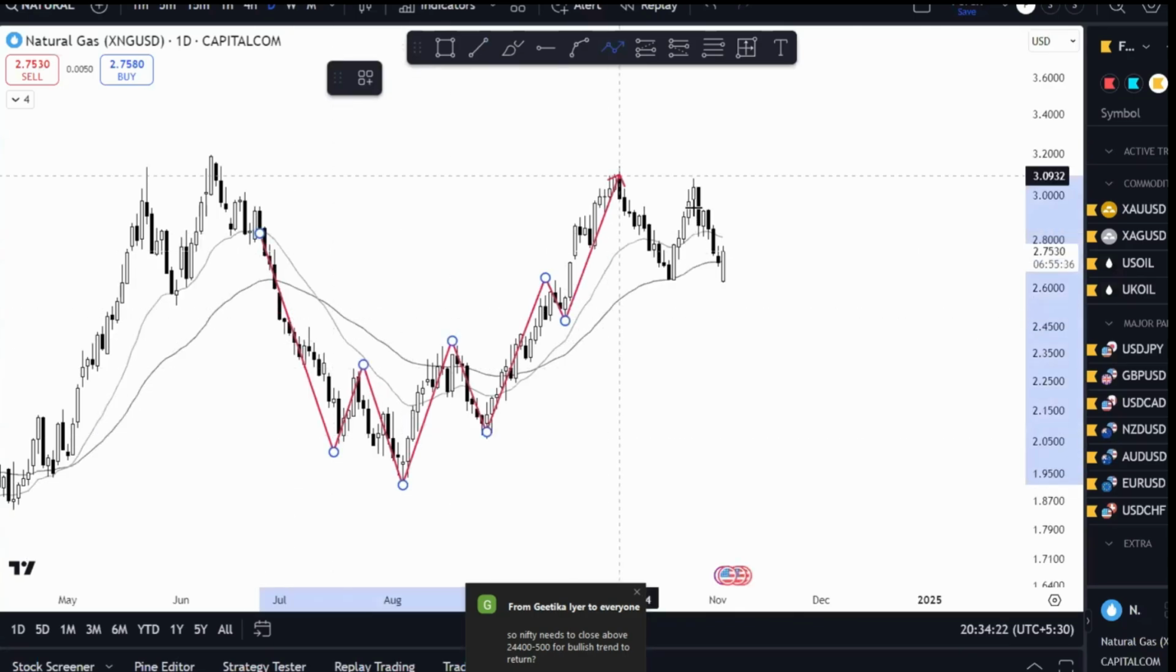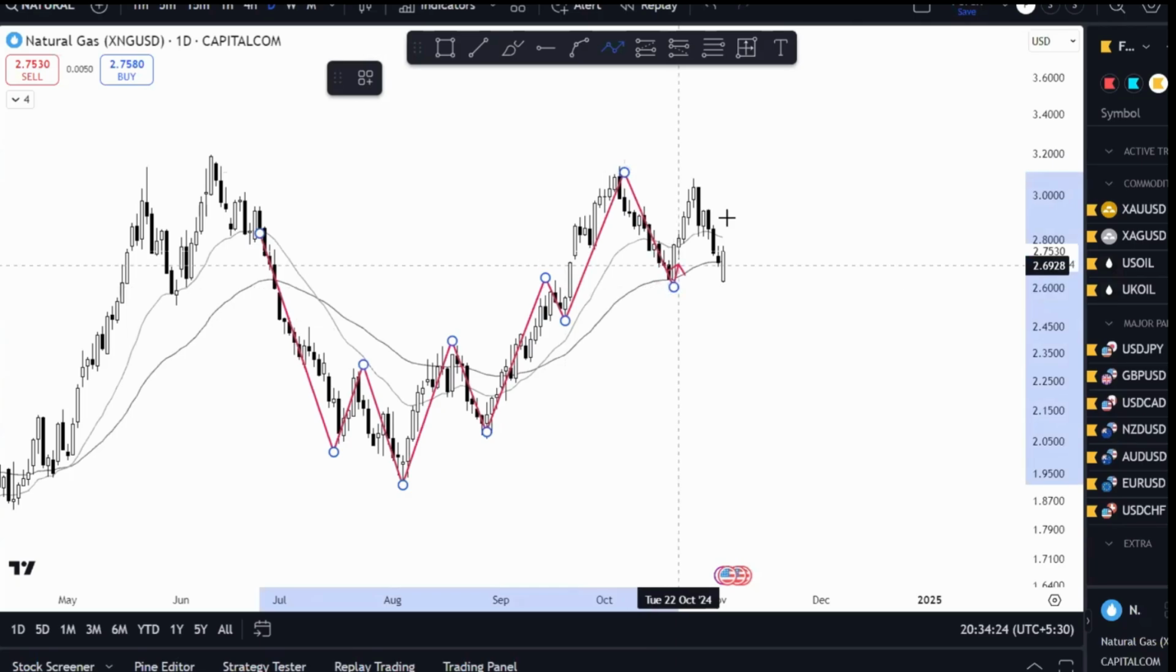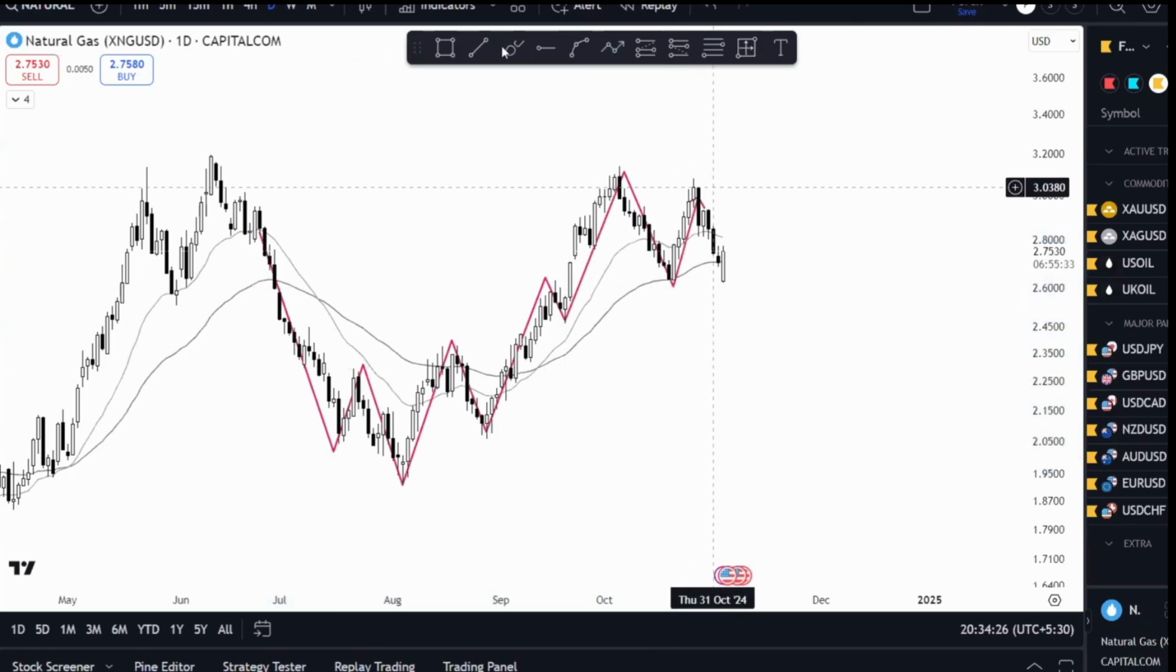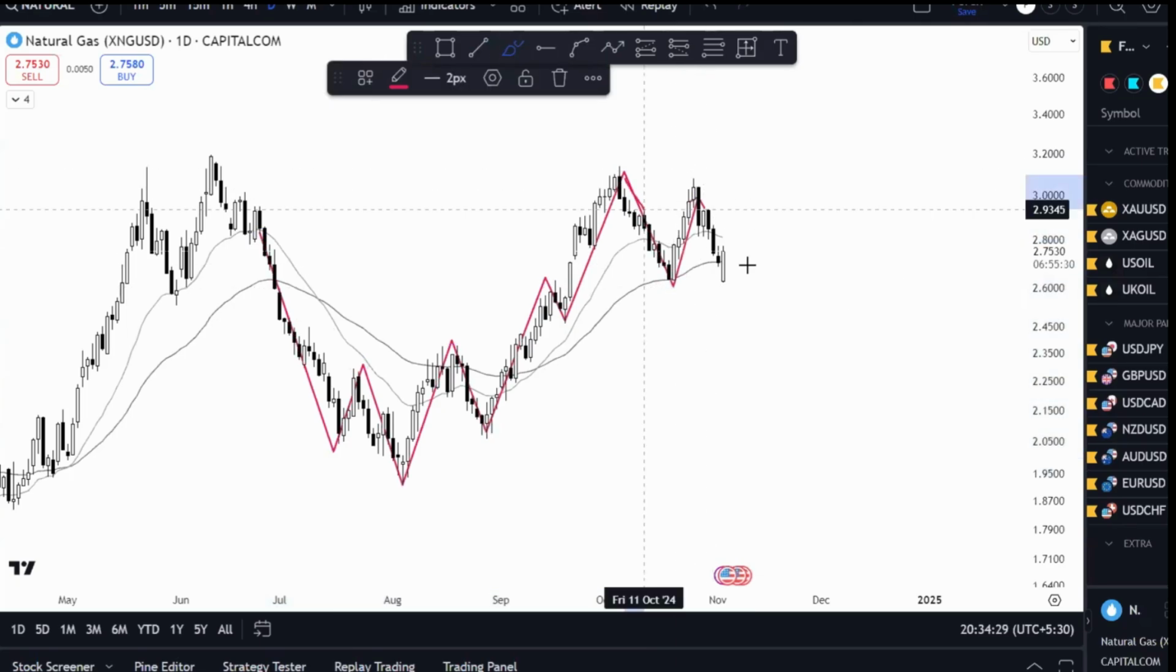What are we into right now? We're probably going sideways, right? It's probably choppy on a daily time frame.